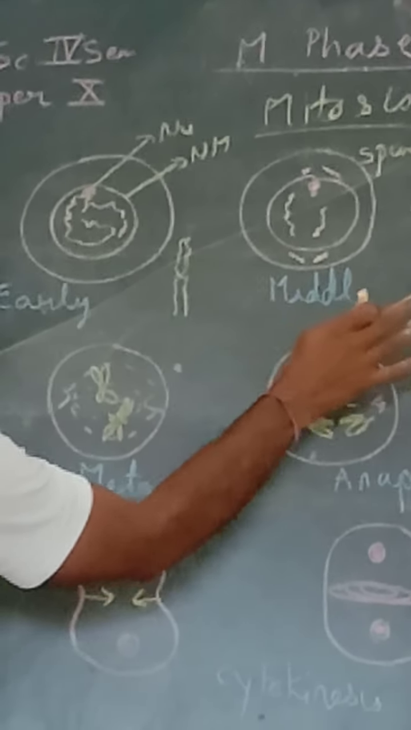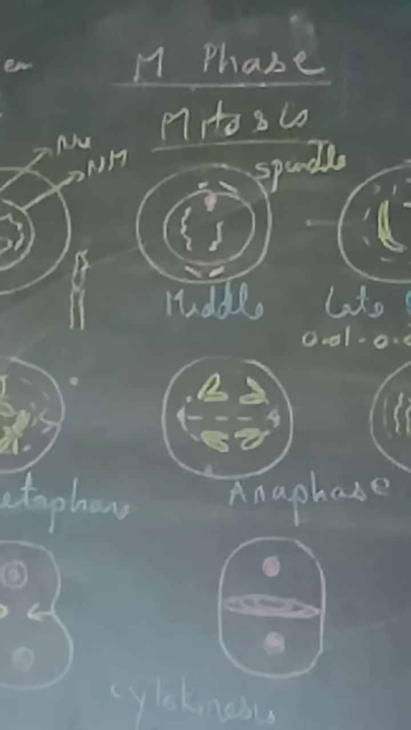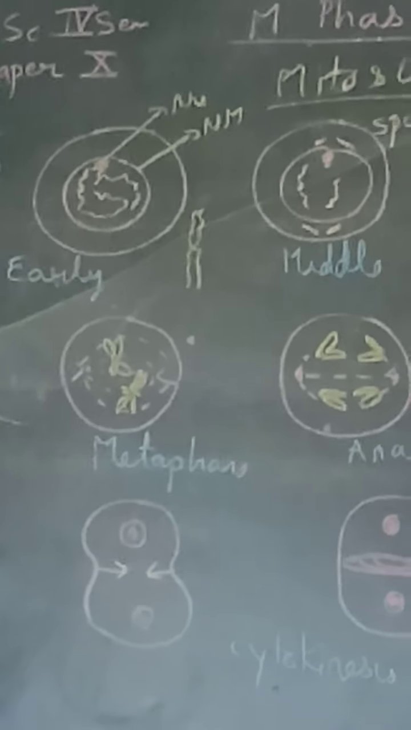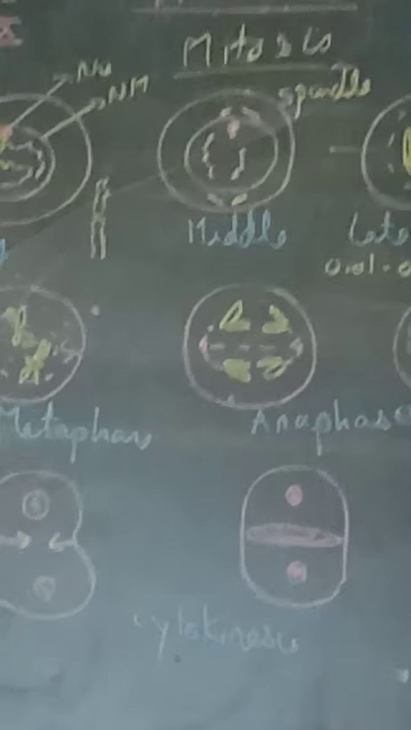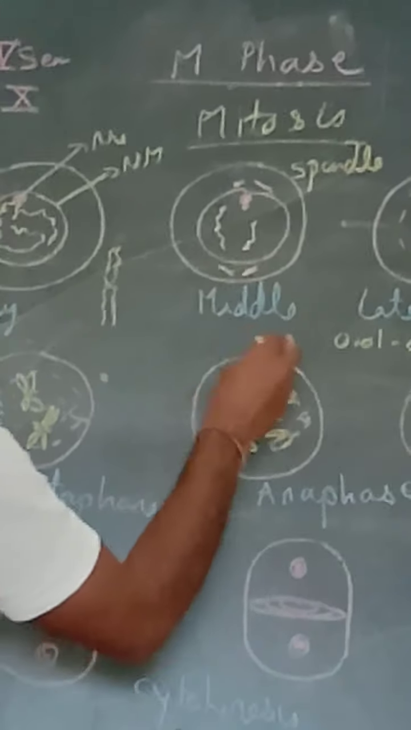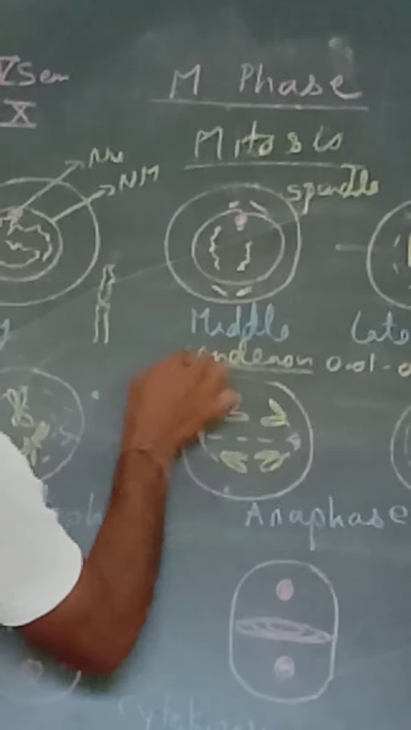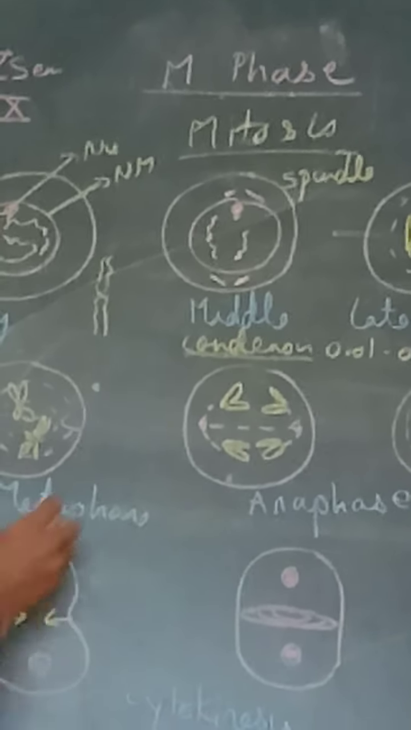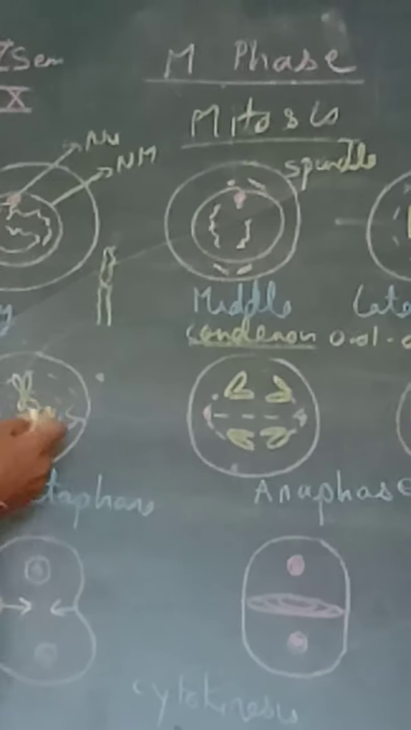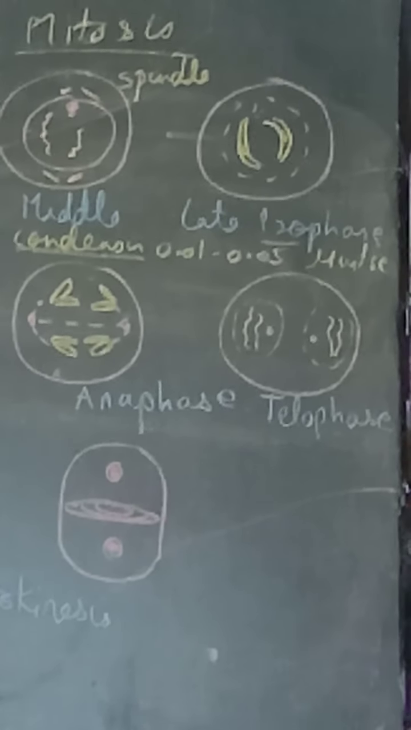The chromosomes are condensed. This requires ATP and a protein complex called condensin. For condensation, condensin is required. Then the chromosomes separate and distribute equally in two daughter cells.